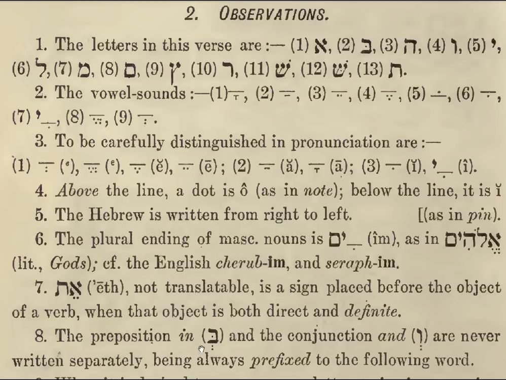The preposition b, in, and the conjunction v, and, are never written separately. They are always prefixed to the following word. So they're stuck onto the beginning of a word.